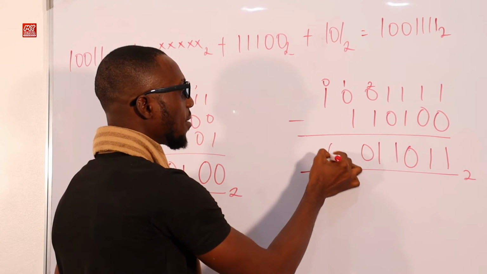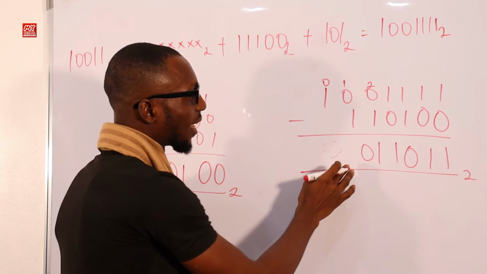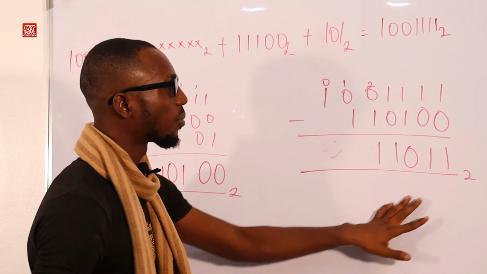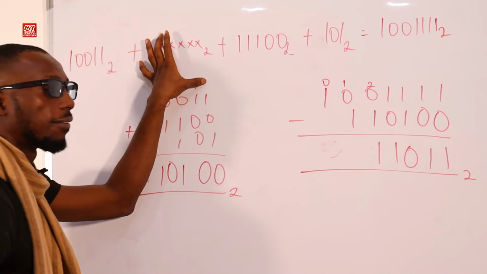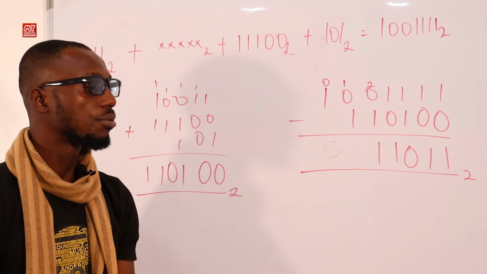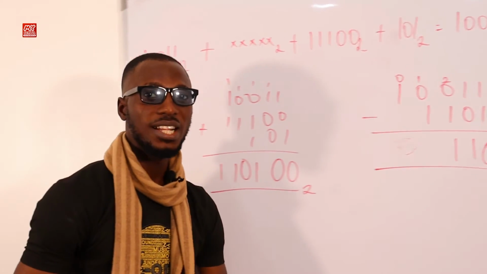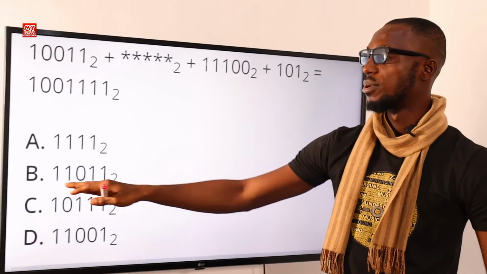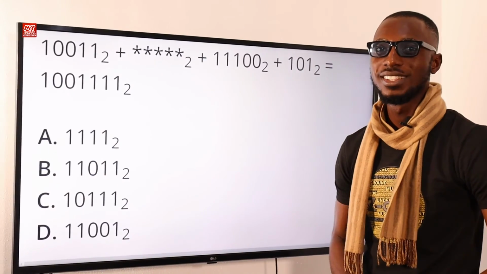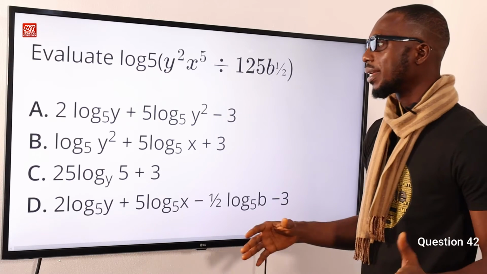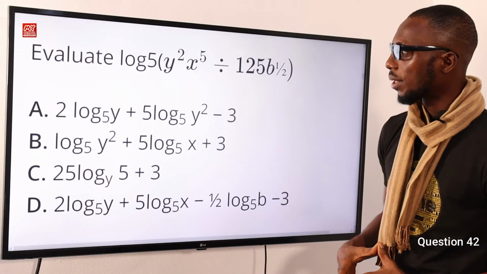This is 0 readily, so we don't need this technically. So we have 1, 1, 0, 1, 1. That is the missing value we have here: 11011 in base 2. So let's go back to the screen to select the correct option. We have 11011 base 2. Option B is very correct. Number 42. Evaluate log base 5.